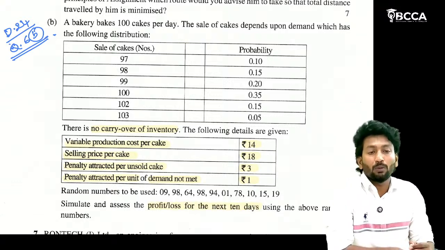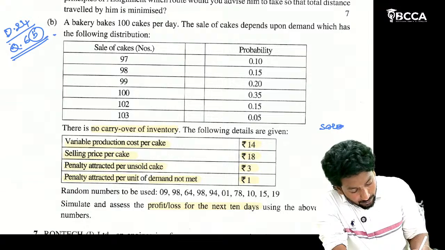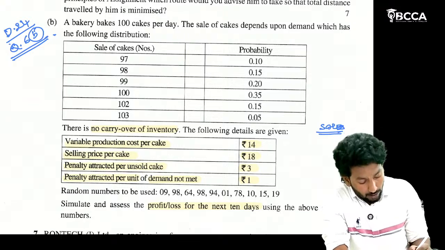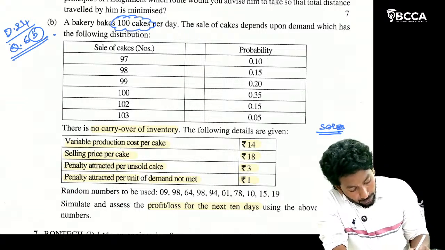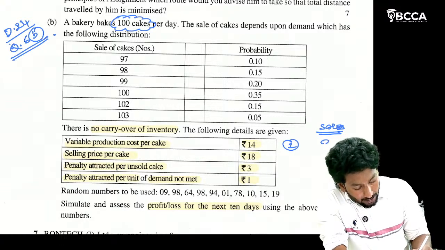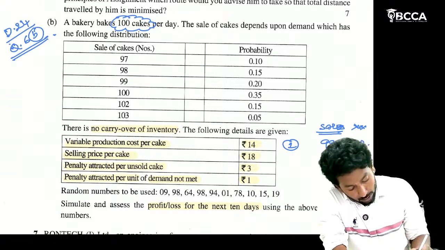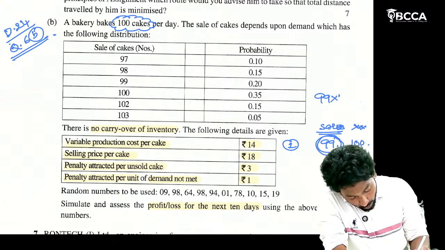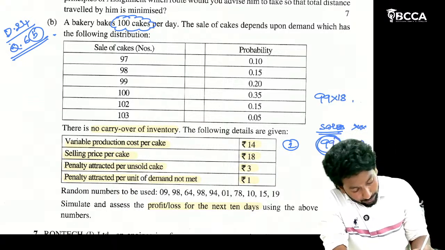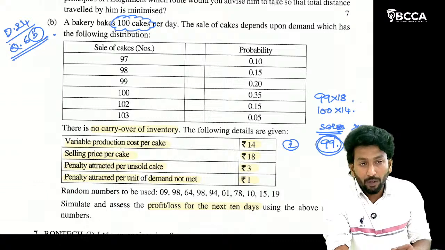That means we have to estimate. For the next 10 days we have to estimate the sales, sir. Expected sales. For each day they will produce 100 cakes. Let's say for example the first day expected sales is 99 units. What is the supply on the day? 100 units. To get the profit, what we have to calculate? Sales 99 into 18, cost of production 100 into 14. Sales minus this cost.